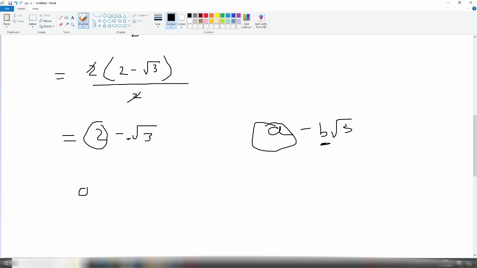So we've got a equals 2, b equals 1. And that's all the examiners are looking for. That's all we're interested in.